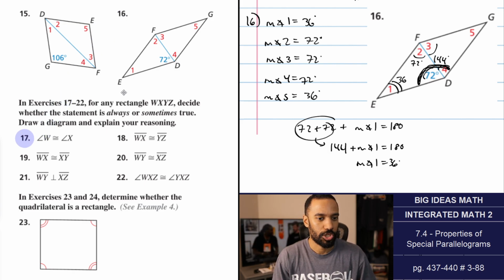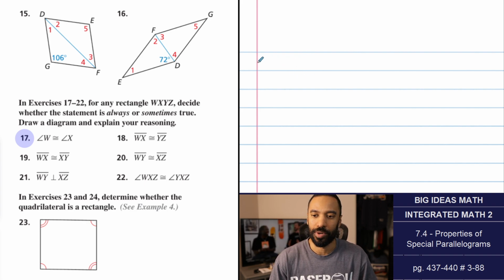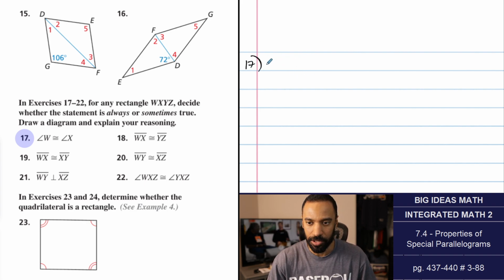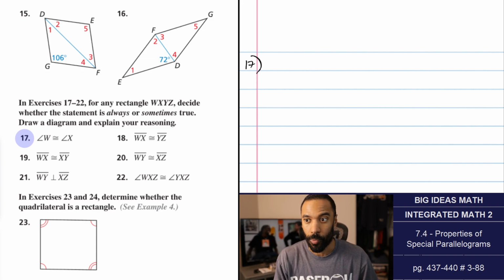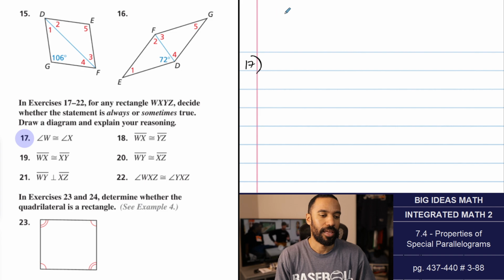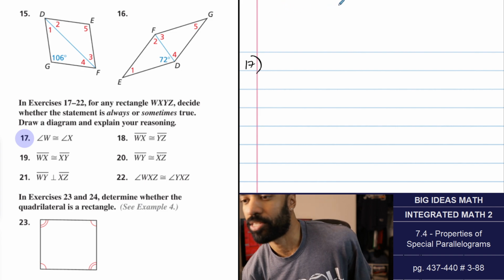All right, number 17 to 22. For any rectangle WXYZ, decide whether the statement is always or sometimes true. Draw a diagram and explain your reasoning. So this time we know they're always rectangles, and the question is, sometimes it'll be like, is it a square, things like that. So this is a lot like problems 3 through 8 for rhombuses. Now we're just more in rectangle land.